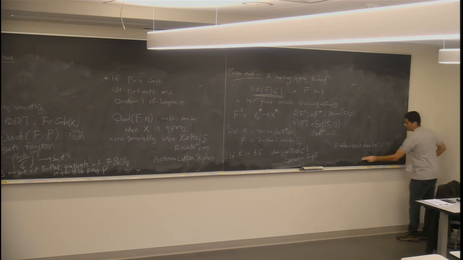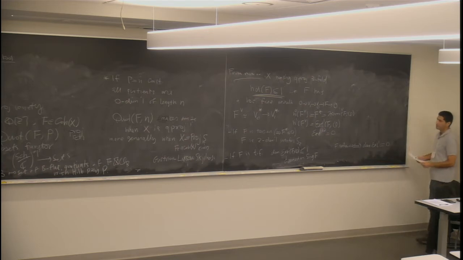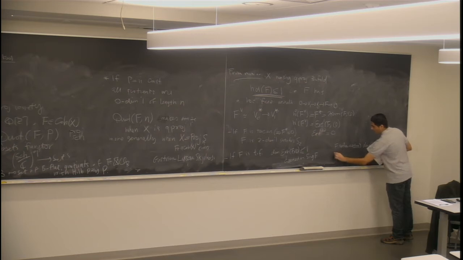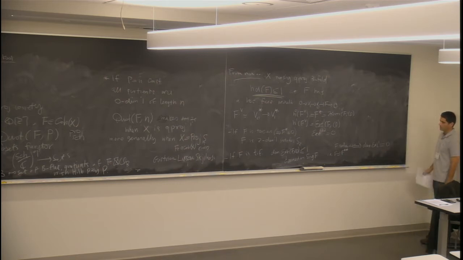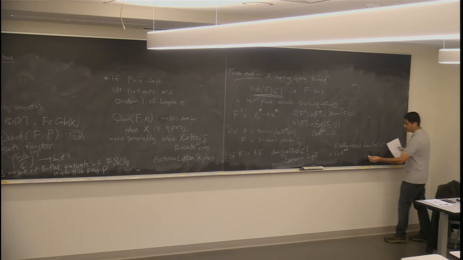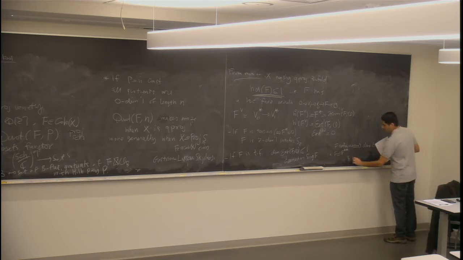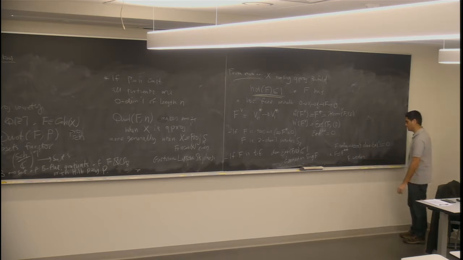So then in this case, the dimension of this sheaf is zero. And so reflexive means that F is isomorphic to its double dual. So this means that the singular set of F is zero dimensional. And if F is reflexive, then it is equivalent to F satisfying any of the Serre conditions.